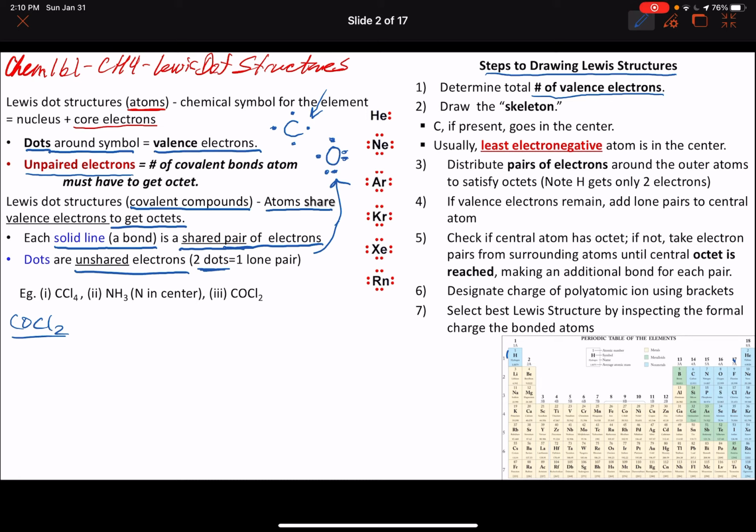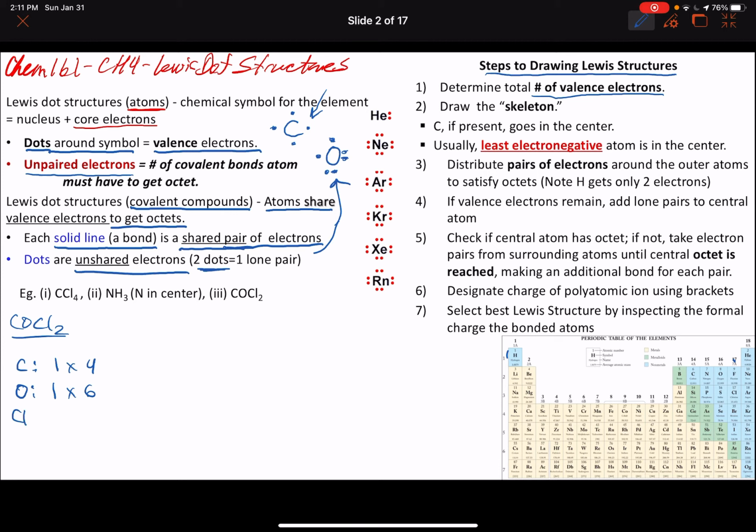Okay, so we have to determine the total number of valence electrons to work with. Carbon is in the 4th row, so we have 1 carbon times the 4 valence electrons we're going to get from that. Again, 2s2, 2p2 for carbon, 4 valence electrons. Oxygen is in the 6th column. We'll have 1 of those, 6 valence electrons because it's in the 6th column. Again, 2s2, 2p4.